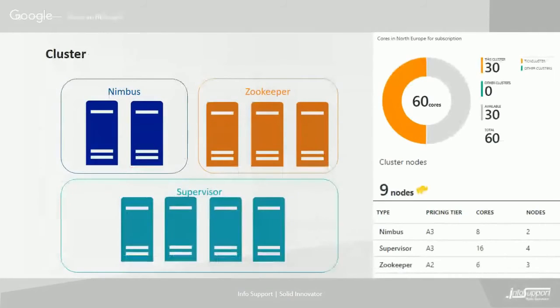So we talked a lot about programming with Storm. What does it look like? What does my typical cluster look like? When you create the cluster in HDInsight, this is the hardware you're going to get: 2 Nimbus nodes, 3 Zookeeper nodes, and 4 supervisors.